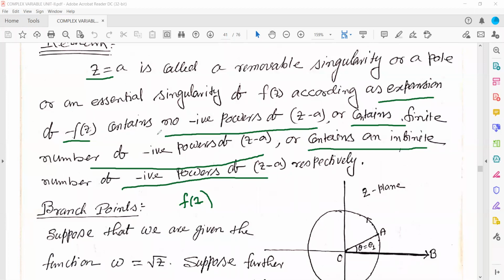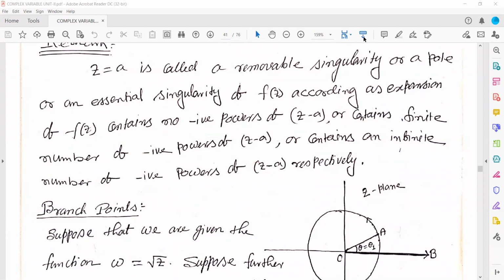If there are no negative powers of z minus a, then z equal to a is called a removable singularity. If there are a finite number of negative powers of z minus a, then it is called a pole. And if there are an infinite number of negative powers of z minus a, then that singularity is called an essential singularity. Simple. That is the simple way to check whether the given singularity is removable, a pole or essential.